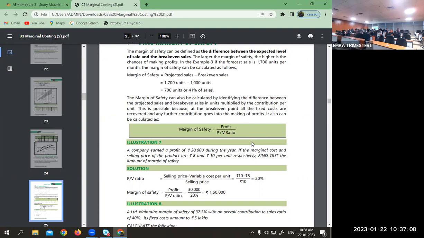These are all helpful for us to plan our profit, to plan our activities. It's not a post-mortem report. Before you do everything, you calculate all these things. You come to know what is my margin of safety, what is my break even, how much I have to sell. You can simply say that, sir, I can increase the selling price to reach my profit. If you increase your selling price, what will happen?